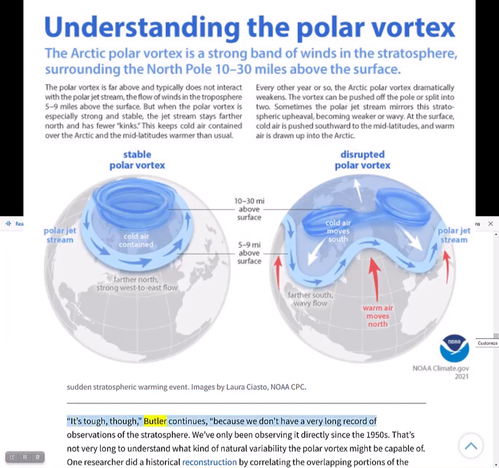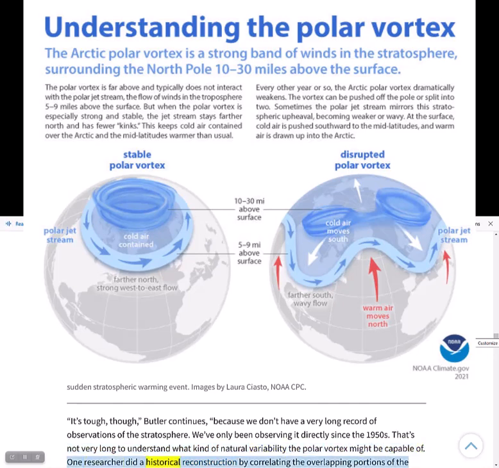"It's tough, though," Butler continues, "because we don't have a very long record of observations of the stratosphere. We've only been observing it directly since the 1950s. That's not very long to understand what kind of natural variability the polar vortex might be capable of."